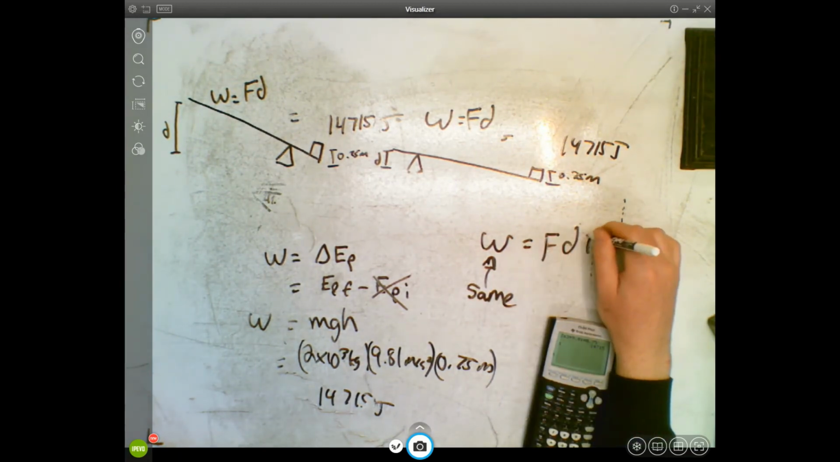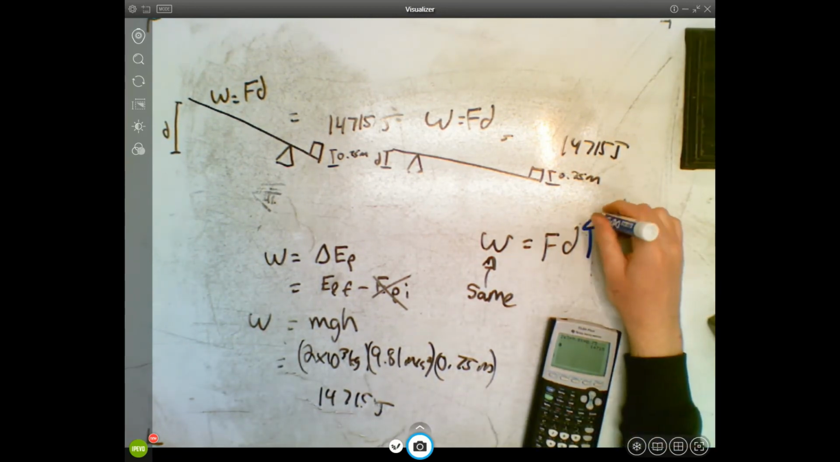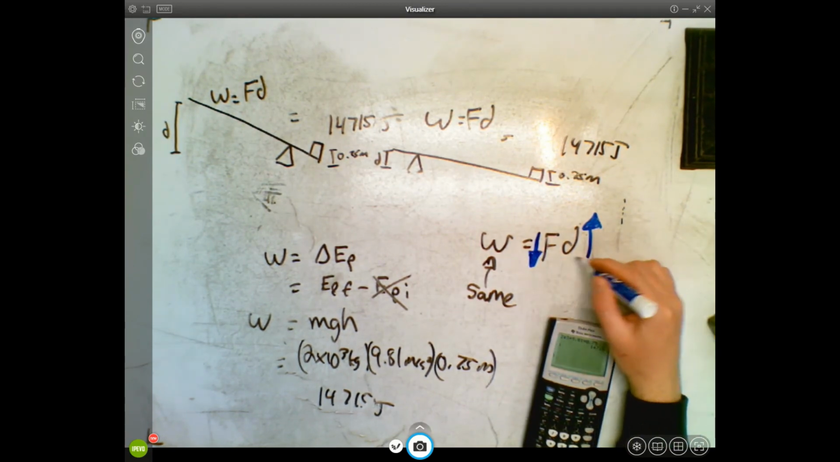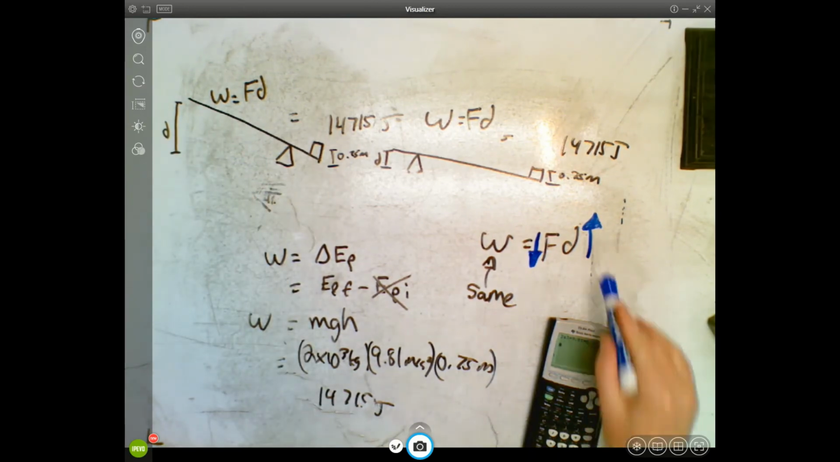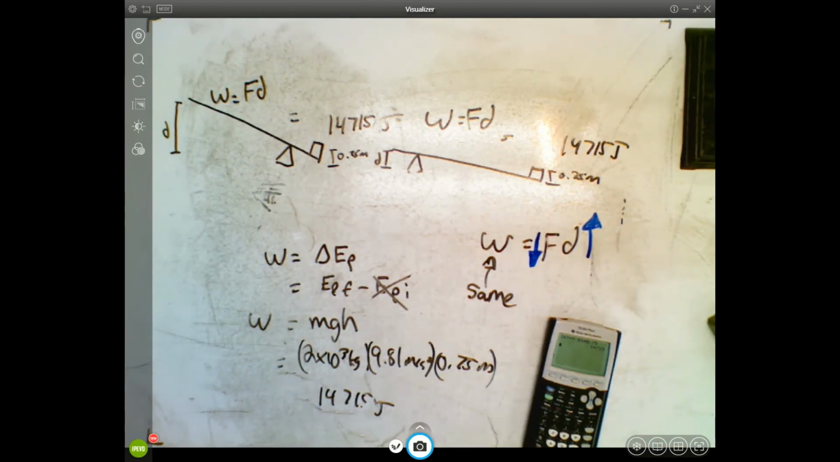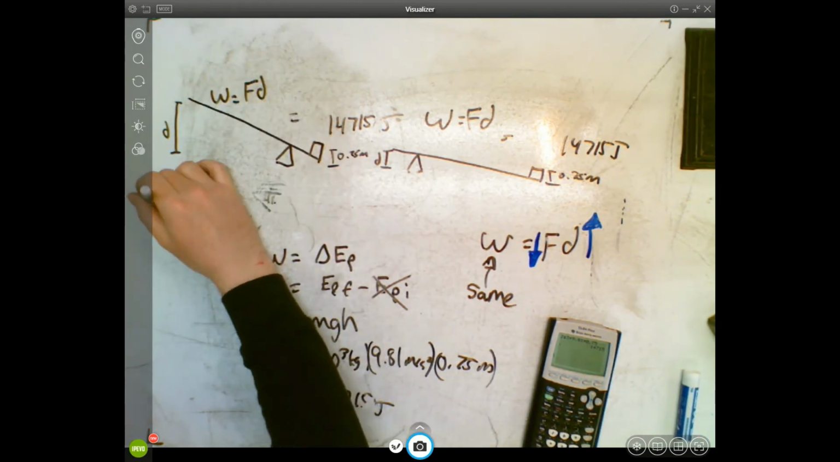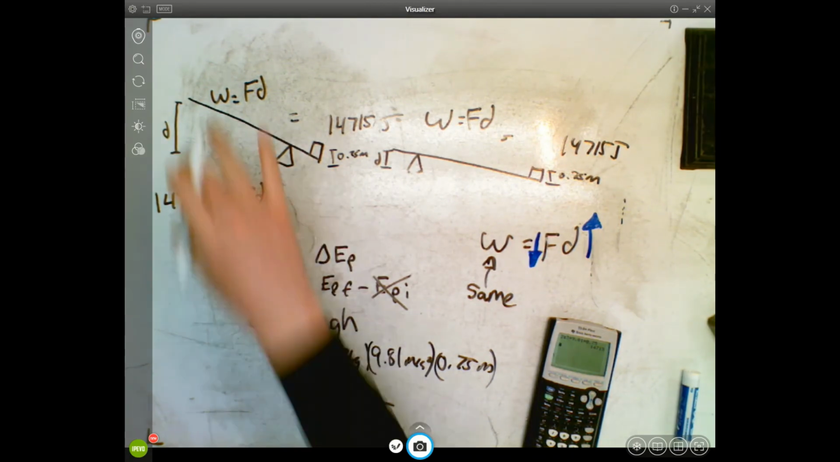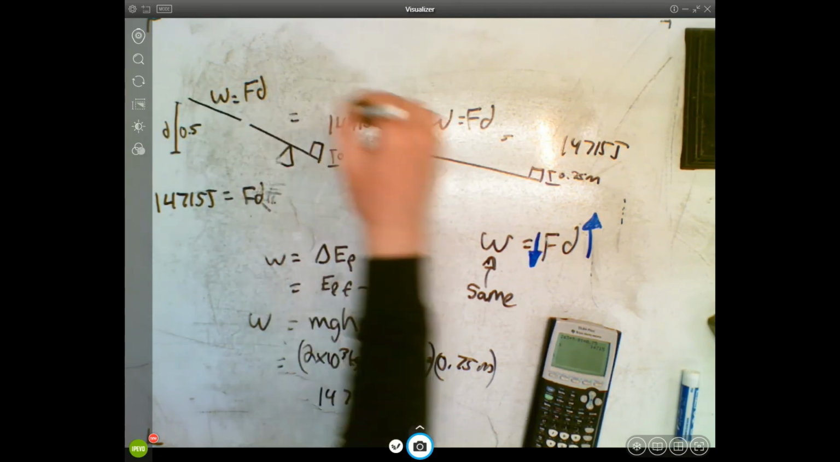So if I increase my distance, let me use a different color, if I increase my distance to keep this the same, my force has to decrease, and vice versa. If I decrease my distance, I have to increase my force. So this easier version here, when I have a bigger distance, I have less of a force. Over here, the work that I'm doing is 14715 joules, and that equals my force times distance. But here, I'm pushing down a bigger distance. In the question, it says that this is 0.5 and this is 0.2.